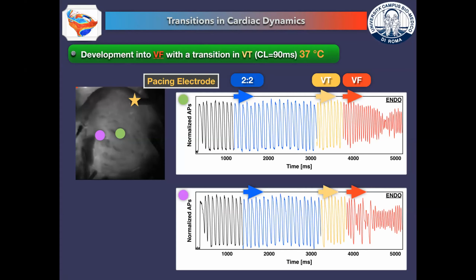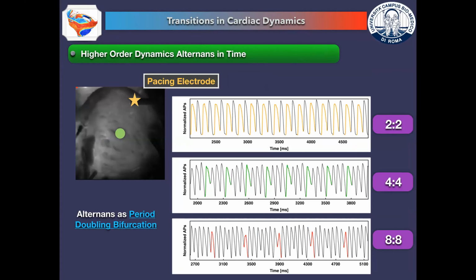And in some cases, also higher order alternans can be observed in the transition between normal rhythm and fibrillation. Higher order alternans in the sense that actually the action potential duration can repeat every 4 cycles or every 8 cycles in a cascade of period doubling bifurcations before arriving at the fibrillation onset.